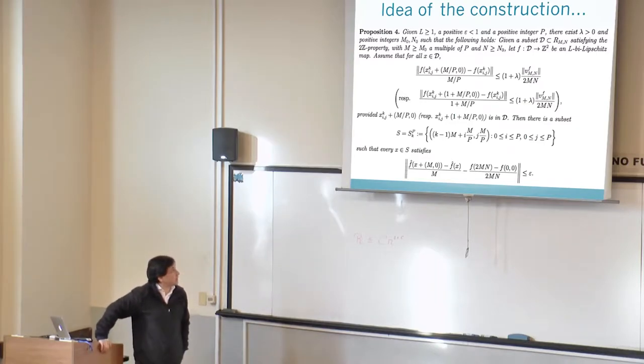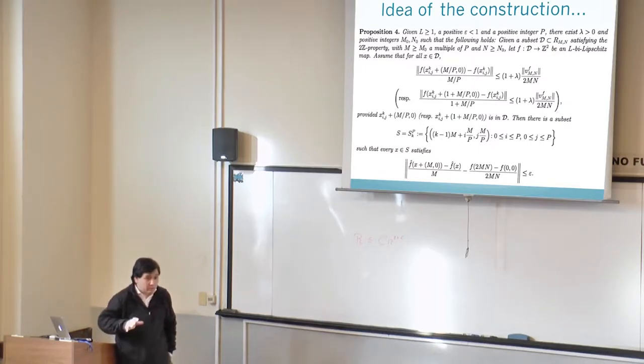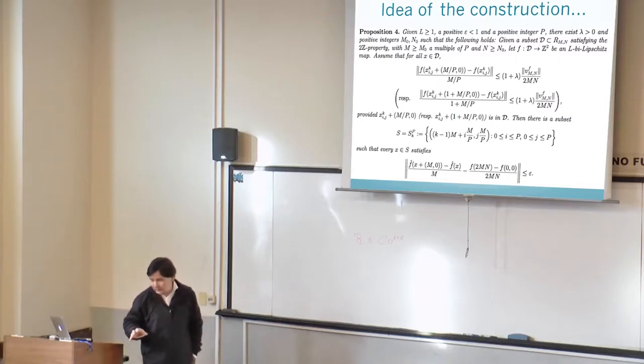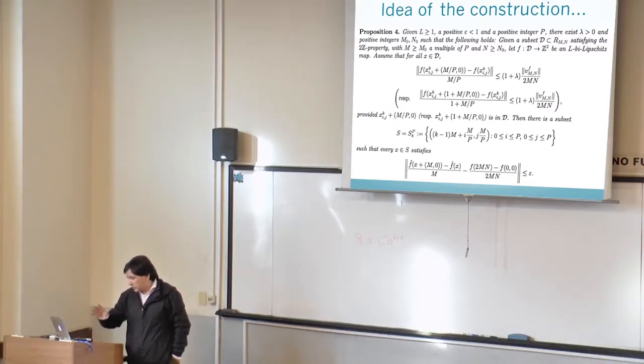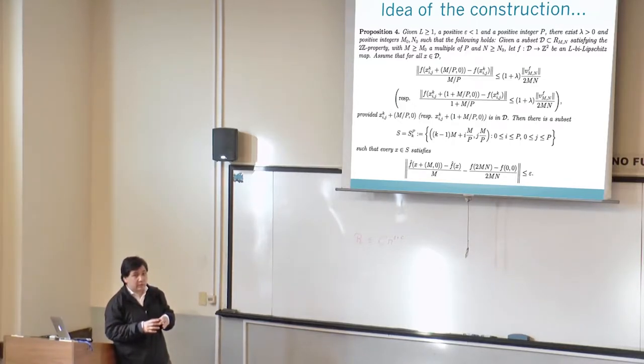I just took a picture of the lemma, and this is the statement, and I know it's very hard to read, but I will try to explain a little bit what is in this statement without any notation here. So there are many proofs of the Rademacher theorem. The Rademacher theorem says that if you have something which is Lipschitz, then it is almost everywhere differentiable.